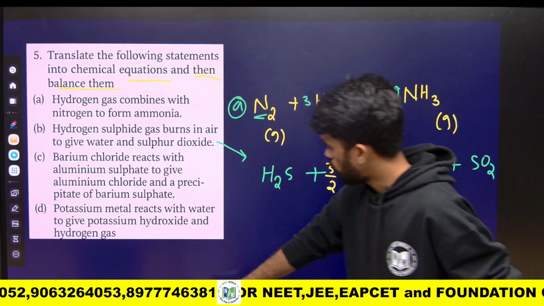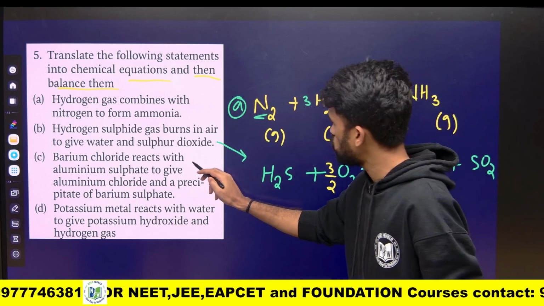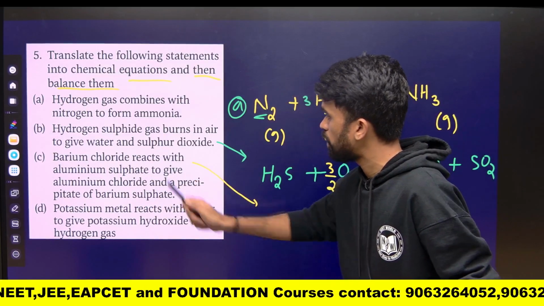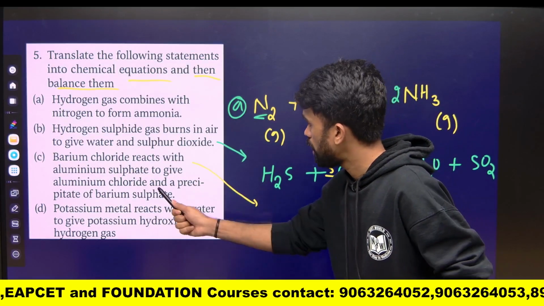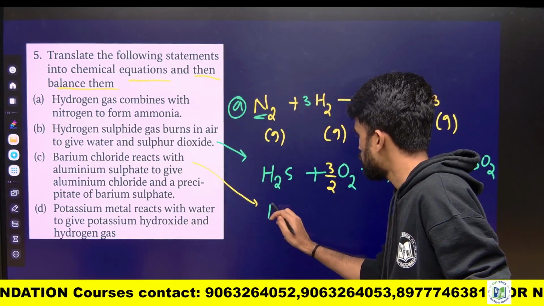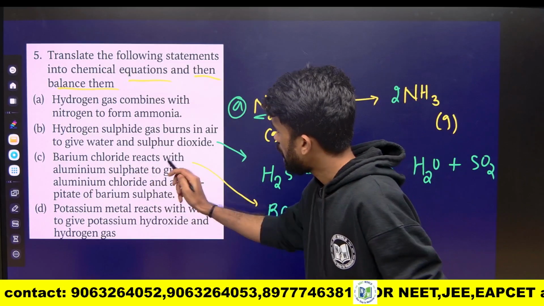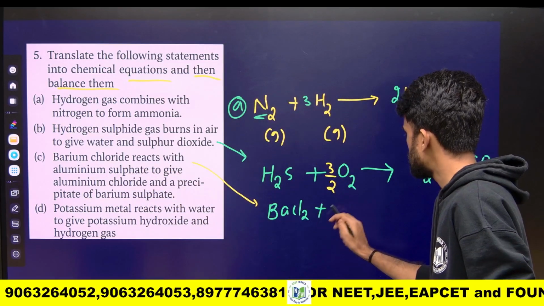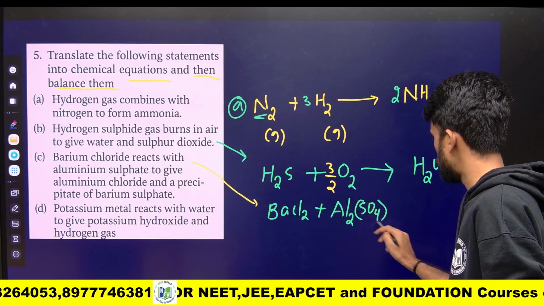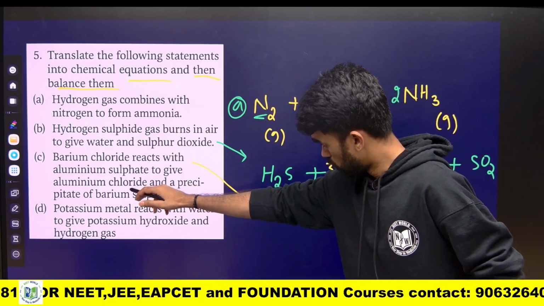Okay, now what about this one? So now check, everything is balanced, no? Yes, balanced. Let us go for this option C. Barium chloride reacts with aluminum sulfate to give aluminum chloride and a precipitate of barium sulfate. Just write the reactant, barium chloride, BaCl2, right? The next, reacts with aluminum sulfate, Al2(SO4)3. So this is the formula of aluminum sulfate.